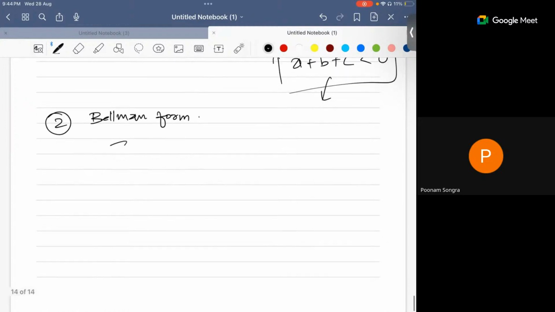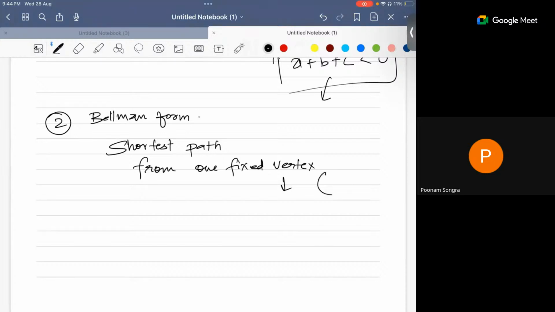For Bellman-Ford, here also shortest path from one fixed vertex to any other vertices. Here you can have a negative edge weight also, but no negative cycle. Cycle should not be negative. Negative edge weight will work, but no negative cycle.